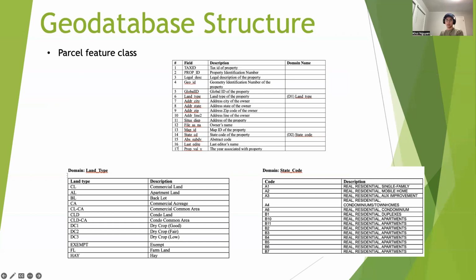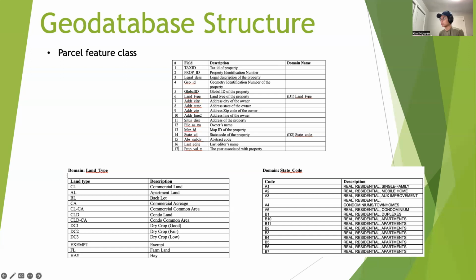This is the detailed structure and design of the parcel feature class. In the first picture, as we can see, there are 17 attributes in the parcel feature class, which contain a tax ID, the property identification number, which is the primary key to represent the property, and also some attributes to identify the characteristics of the property, like land type or state code, to represent which type of property this is. Is this commercial or apartment or farmland, etc. And also some information about the owners, such as the owner's name and the owner's address.